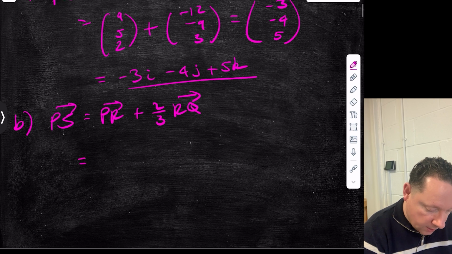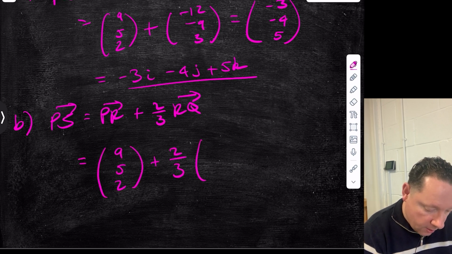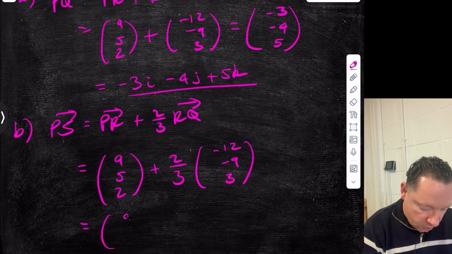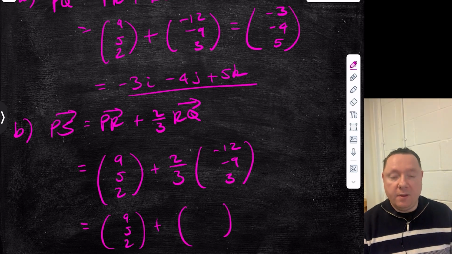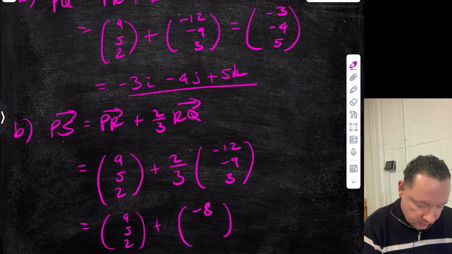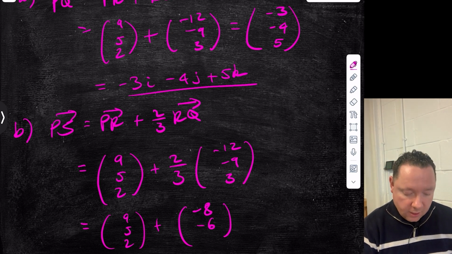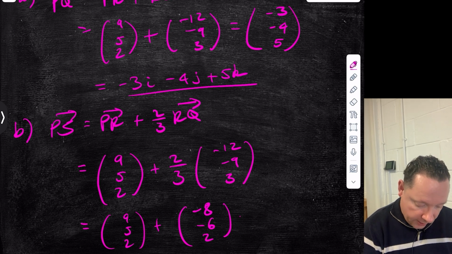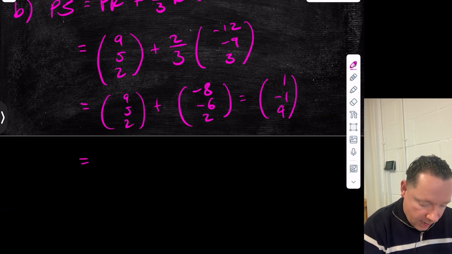So PR was (9, 5, 2) plus 2/3 of (-12, -9, 3). So that gives me (9, 5, 2) plus: 12 divided by 3 is 4, times 2 is 8, so minus 8. 9 divided by 3 is 3, times 2 is 6, so minus 6. 3 divided by 3 is 1, times 2 is 2. So we get 9 minus 8 is 1, 5 minus 6 is minus 1, 2 plus 2 is 4. So that equals i - j + 4k as required.